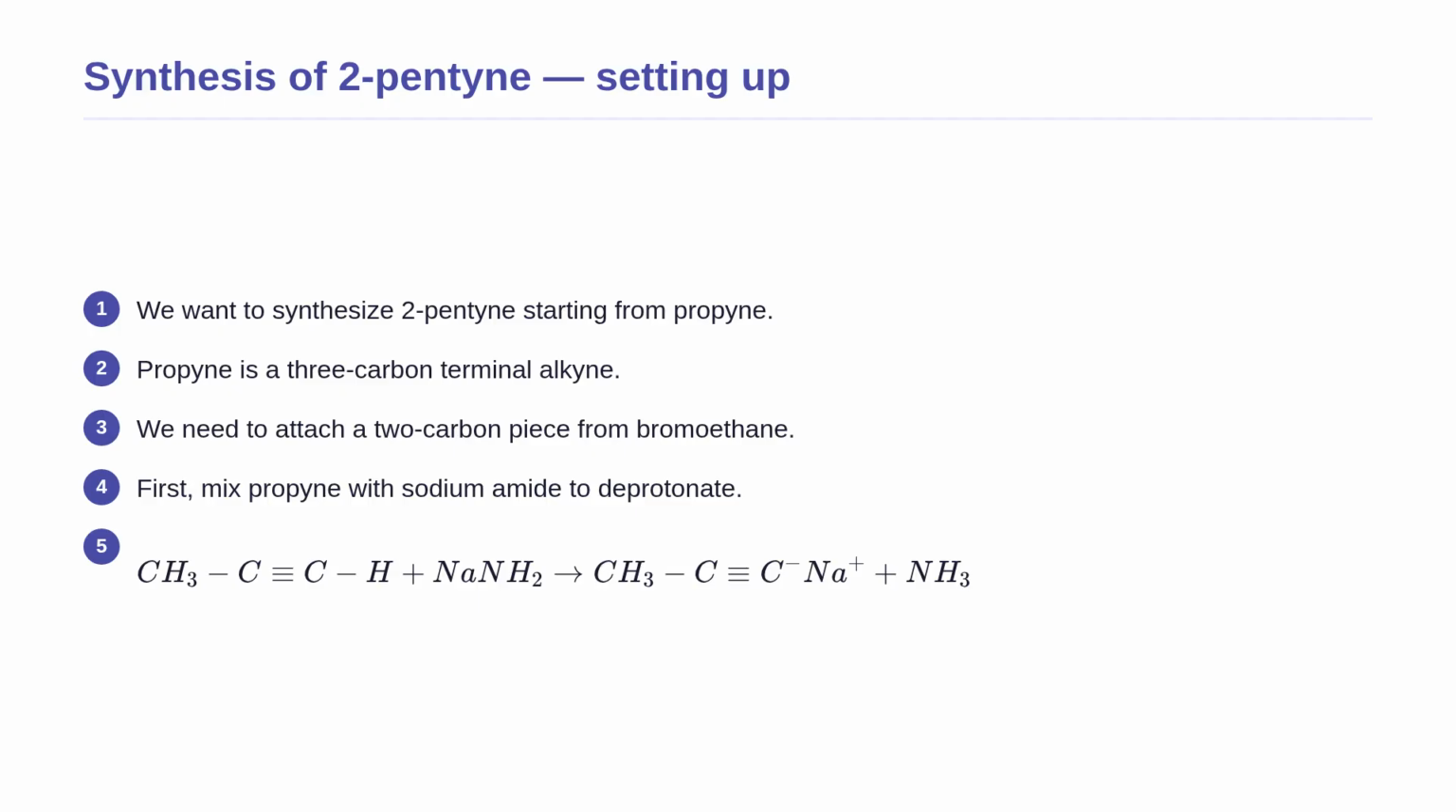Before we move on to more complex ideas, let us see this with a concrete example. Let us look at a practical scenario where we want to synthesize 2-pentyne starting from propyne. Propyne is a 3-carbon chain with a triple bond at the end, making it a terminal alkyne. Our goal is to turn it into a 5-carbon chain with the triple bond in the middle. To do this, we need to attach a 2-carbon piece, which we can get from an alkyl halide like bromoethane. In this first step shown on screen, we mix propyne with sodium amide. The strong base removes the acidic hydrogen, leaving behind a negatively charged propanide ion, ready for the next phase.